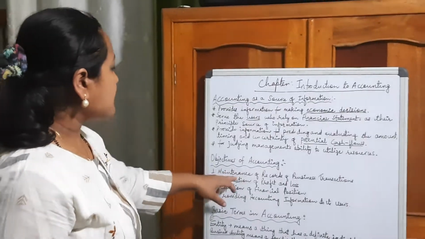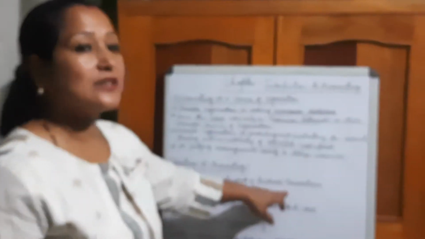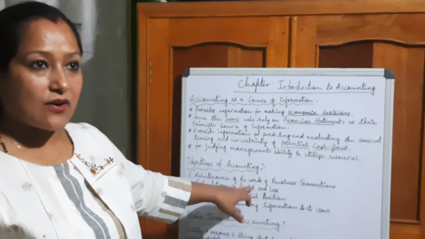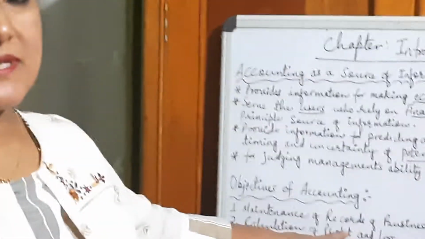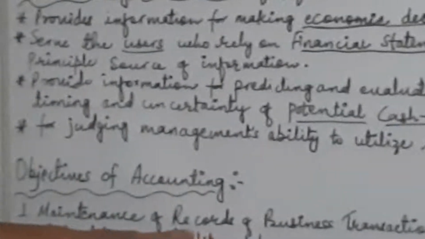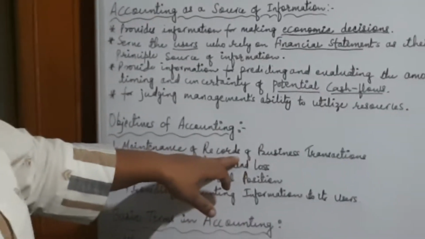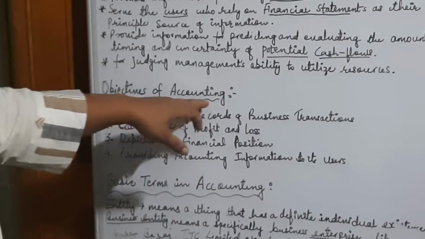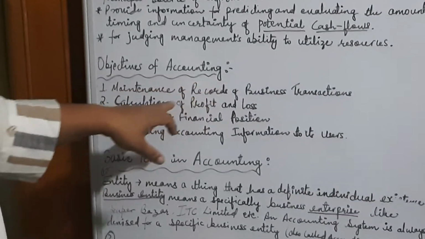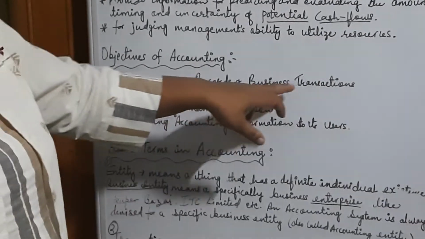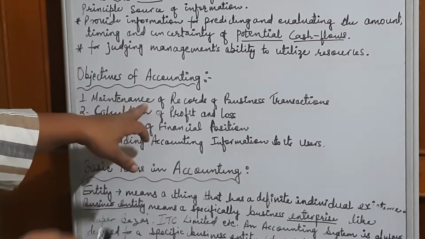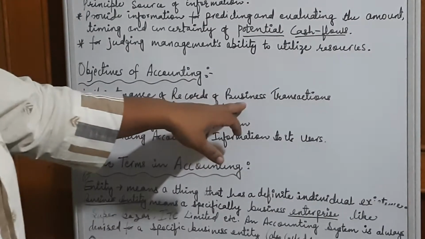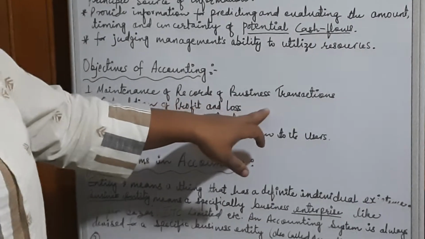Okay, so it maintains all those incidents or events in a recording process, classifying it, summarizing it systematically. They just record it and maintain the account. That is only the objective of accounting. Understanding or not? Maintenance of records of business transactions. Their main motive is to maintain, in a systematic way, the recording of business transactions.